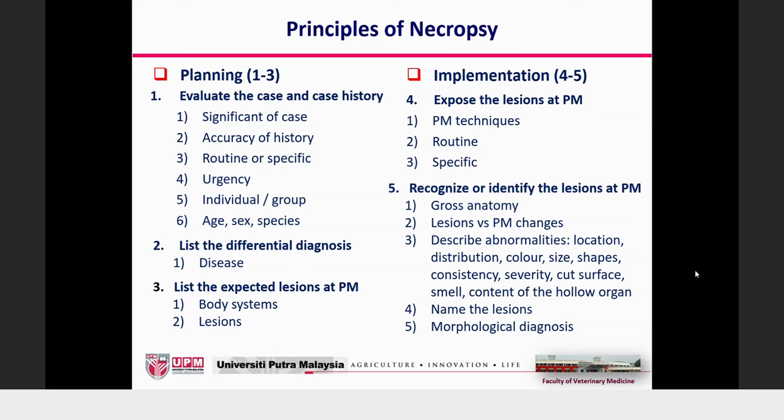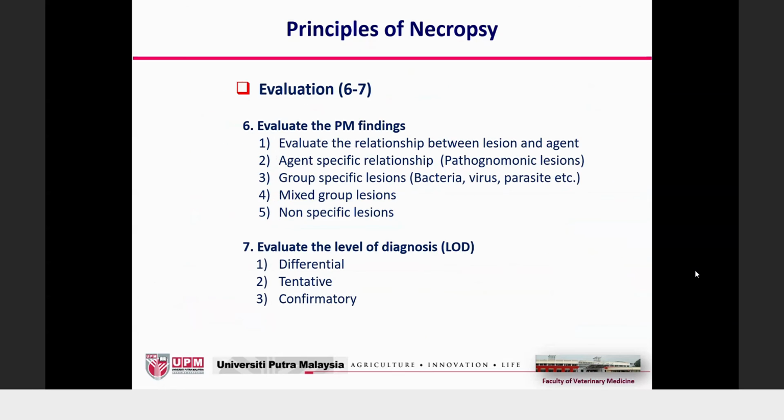Okay, so that one is step planning and implementation. And then evaluation: you have to evaluate the relationship between lesion and agent, then agent and relationship with the pathognomonic lesion, then group specific, based on whether bacteria or parasite, mixed group or non-specific. Non-specific, for example, congestion. And then you have to evaluate in terms of diagnosis: initial diagnosis, tentative diagnosis, and confirmatory diagnosis.